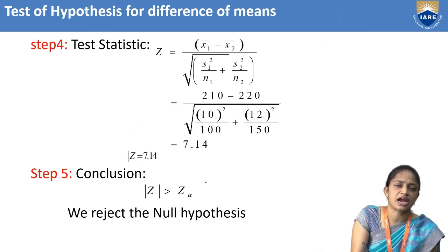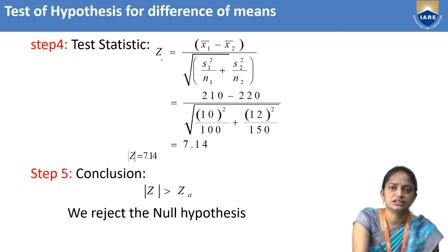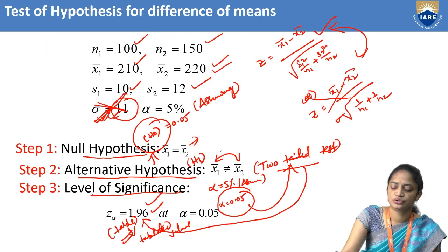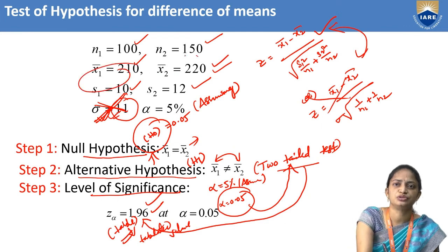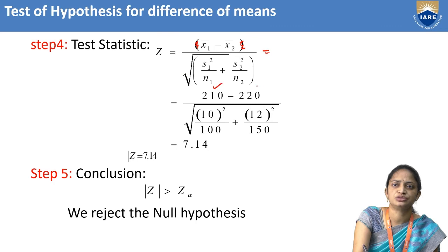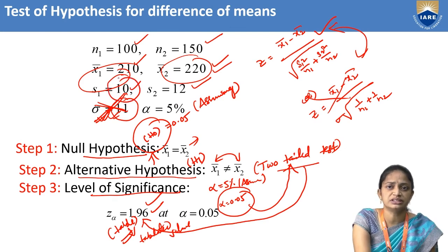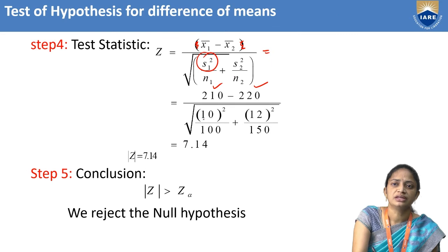Next, the test statistic. Here I am using the test statistic z equal to x1 bar minus x2 bar divided by under root of s1 square by n1 plus s2 square by n2. We already know that x1 bar is 210 and x2 bar is 220. So x1 bar minus x2 bar is 210 minus 220, divided by under root of s1 square. What is the value of s1 square? s1 is 10, but we need to write s1 square, so that is 10 whole square.